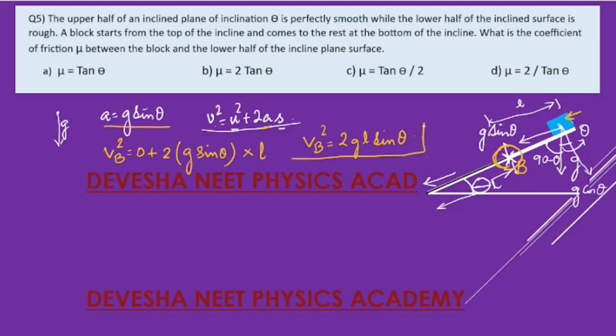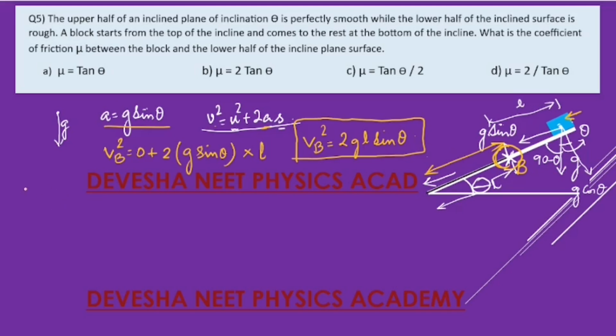Okay, so this is the velocity at B. This is what we arrived at till now. Having arrived at this, now we need to look at the other part of L. In this part, when the block is falling, there is a friction here.